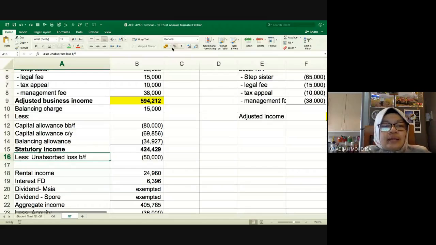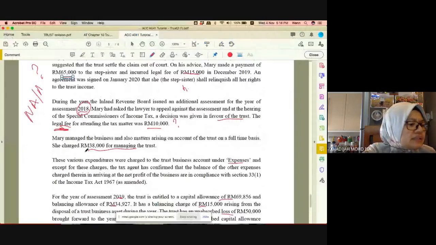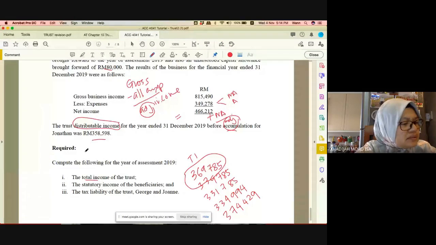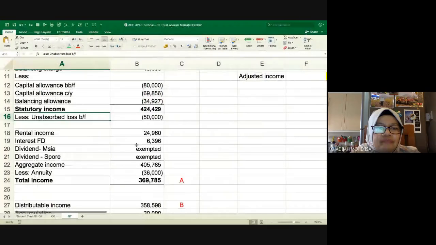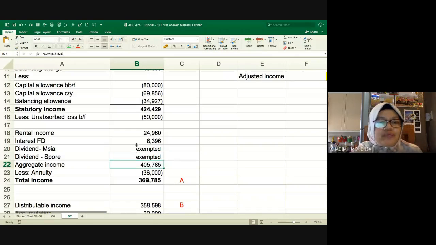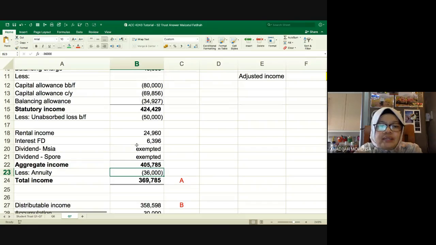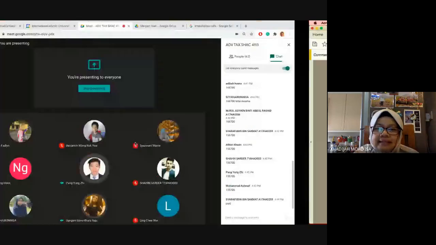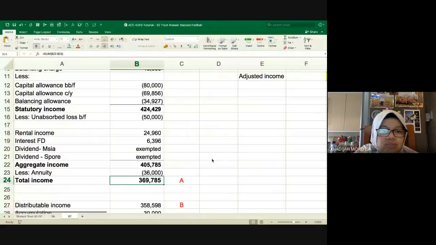Okay? Then you have your rental income. Rental income has nothing else, you only have expenses. Okay? Okay. Rental income, then you have fixed deposit. Dividend from Malaysia is final or exempted. Dividend from Singapore is exempted. Then you have your aggregate income. Command, bold, right? And then less annuity. So that's how you get to your total income, 369,785. Okay, tell me. Those who got other than 369,785, 339,785, what did you not deduct?